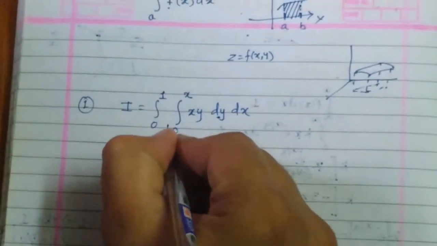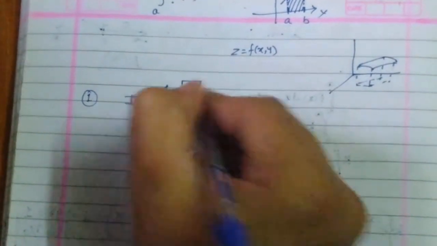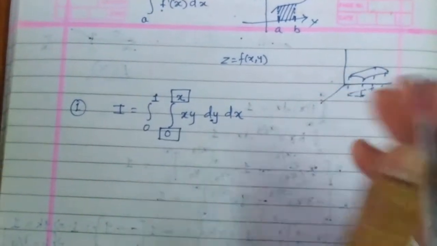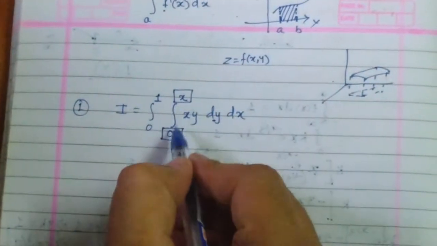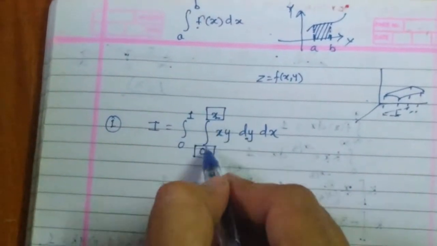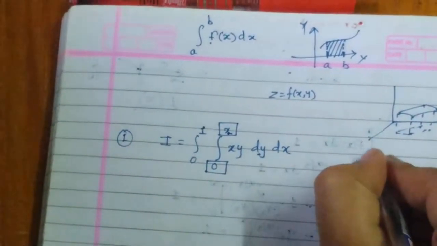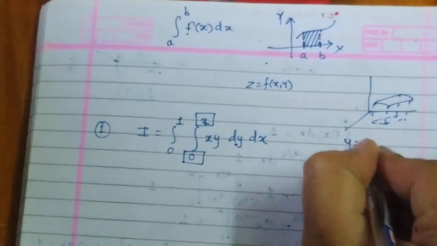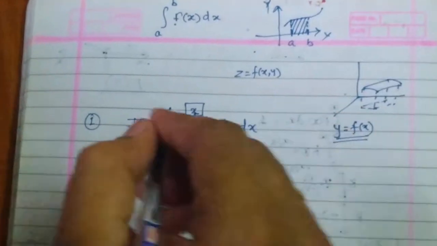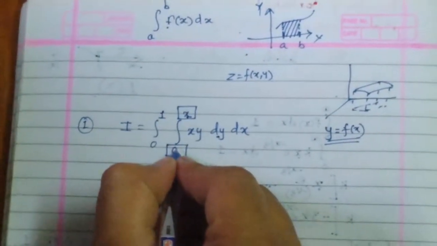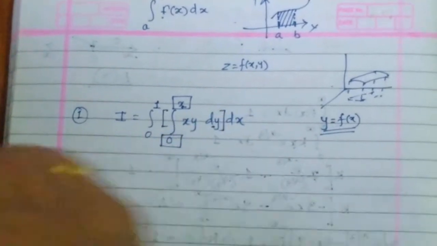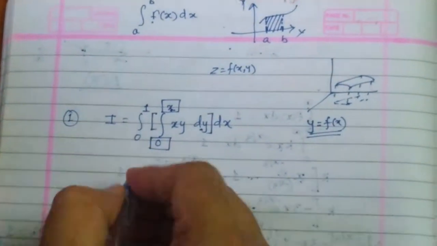How can you understand whether to integrate with respect to y first or x first? It's very simple. You just concentrate on the limits. Observe whether your inner limits are expressed in terms of x or in terms of y. Yes, here the limits are expressed in terms of x, so there is a chance this limit is y as a function of x. So in this problem the inner limits are of y expressed in terms of x. Hence I will integrate first with respect to y and then with respect to x.